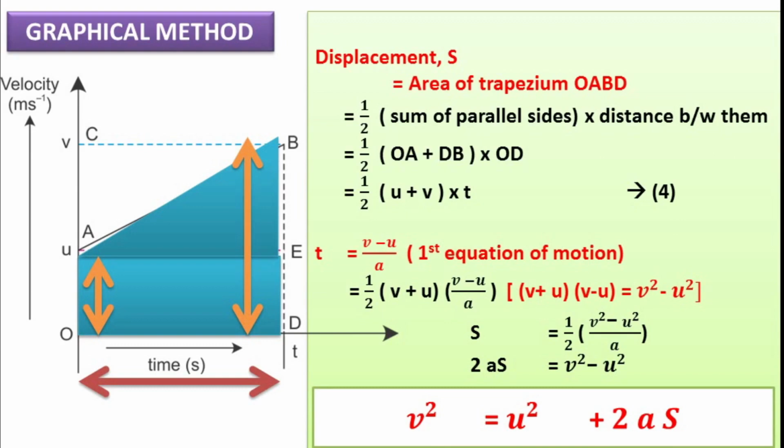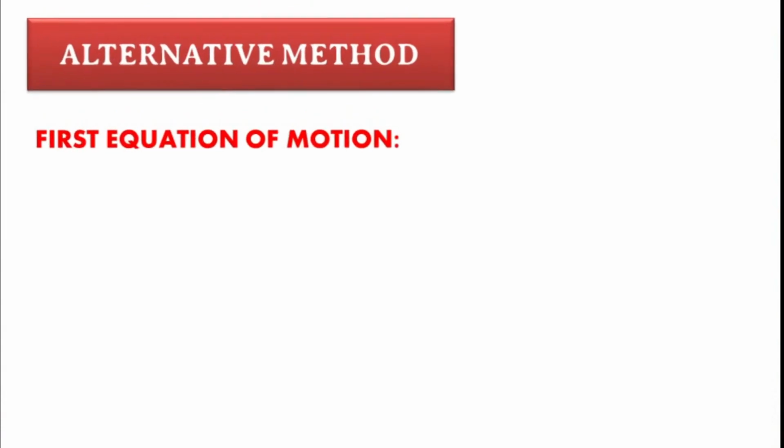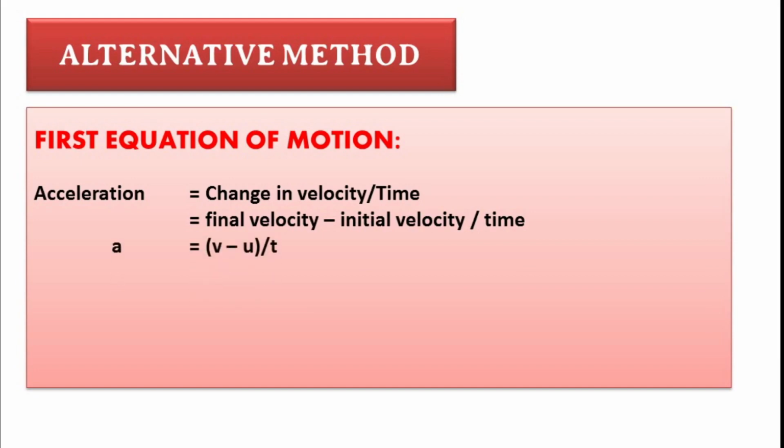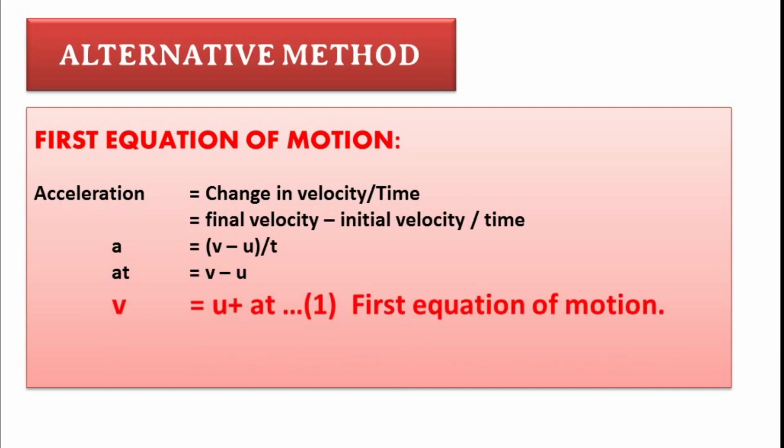So we have derived all the three equations of motion, and all those who are having doubt in the derivations, please watch it again. Now let us derive these formulas by an alternative method. We know by definition acceleration is equal to change in velocity divided by time, which is equal to final velocity minus initial velocity divided by time. That we can write as A is equal to (V minus U) divided by T, which gives AT is equal to V minus U, and V is equal to U plus AT, and this is the first equation of motion.